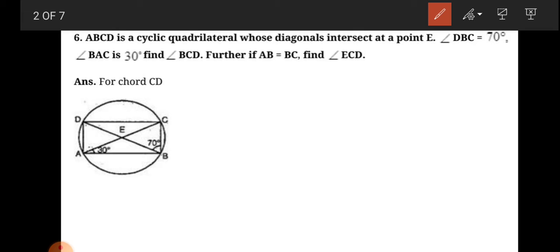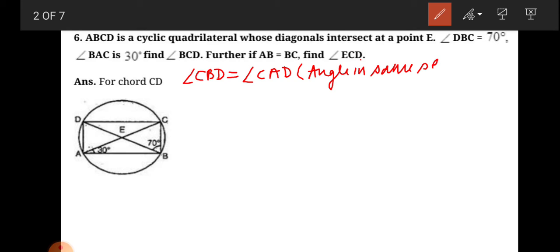For chord CD, angle CBD is equal to angle CAD. Angles in the same segment of a circle are equal. Angle CBD is equal to angle CAD, angles in the same segment. So the value of angle CAD is also 70 degrees.